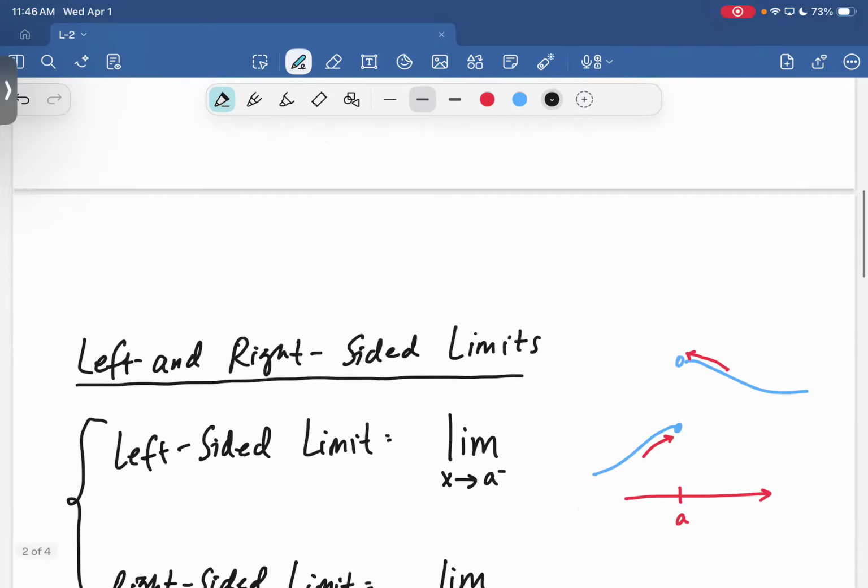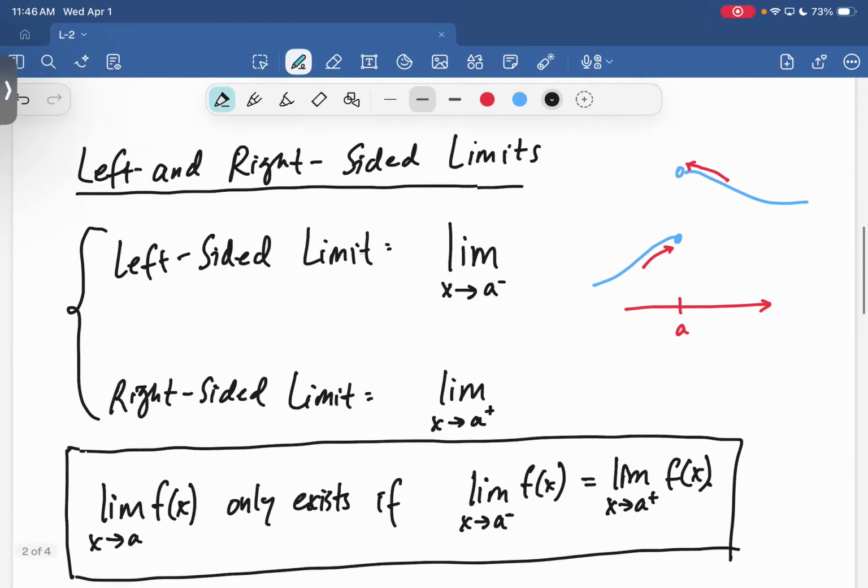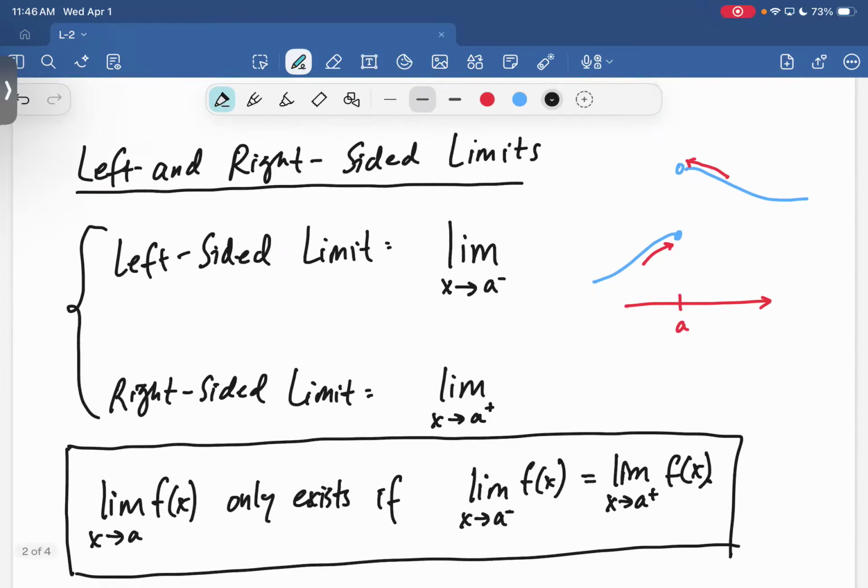Okay, let's talk about left and right-sided limits. So limits, as you guys remember from last class, in order for a limit to exist, it has to approach the same number from the left and right sides of a, right? However, we can also define left and right-sided limits, where we only care about what value the function approaches as we're approaching the number from either the left side or the right side.